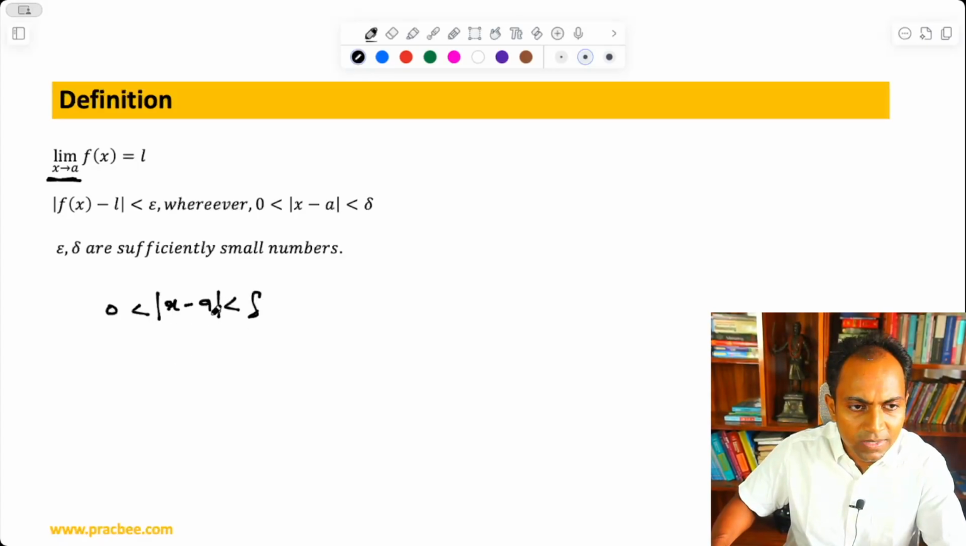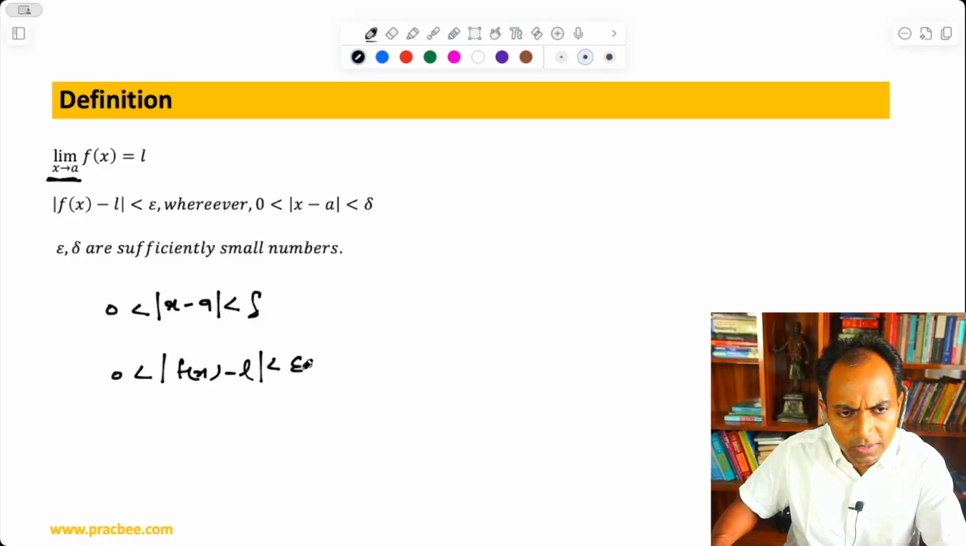So what will happen is, if this x value is close to a, what will happen to f(x)? So f(x) would be close to L, that is the value of the limit. And again, this will lie between 0 and epsilon, or smaller than epsilon. What are delta and epsilon here? So what we are saying is delta and epsilon are sufficiently small. This is a very important idea in this chapter.